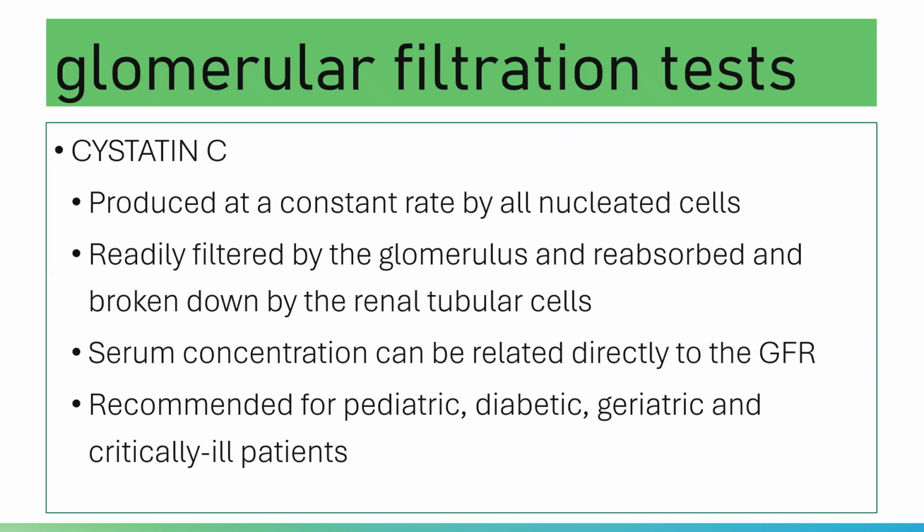With this, the serum concentration can be related directly to the glomerular filtration rate. If there are increased levels of cystatin C in the blood, it means there is a decreased GFR, or there is already damage or disease occurring in the glomerulus.